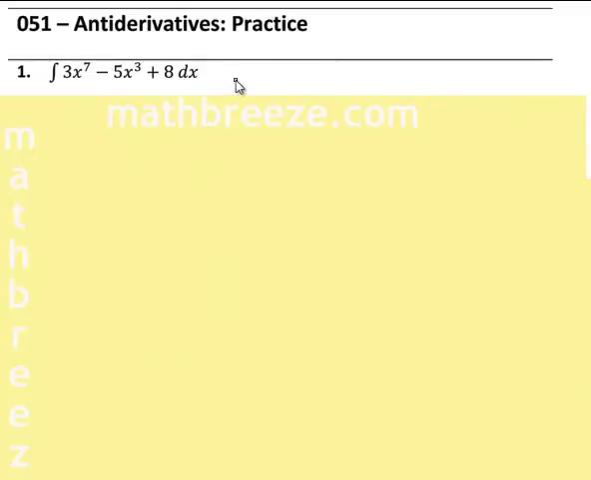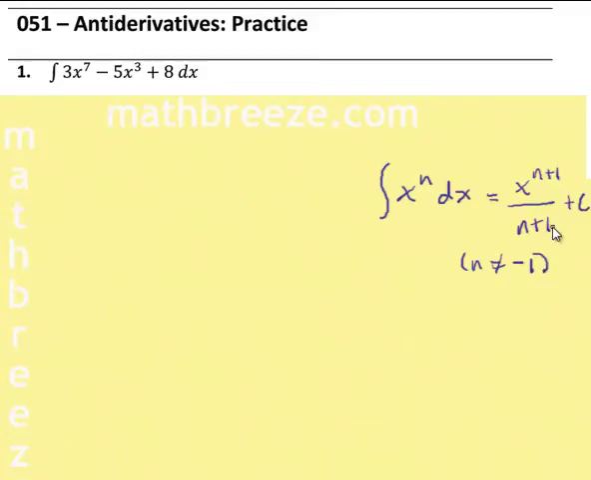In number one, we're integrating a sum of powers, and so we're going to use the power rule for integration, and that looks like this. The integral of x to the n dx is equal to x to the n plus 1 over n plus 1 plus a constant, and n cannot equal -1, otherwise this denominator would be 0. So this is the power rule for integration.